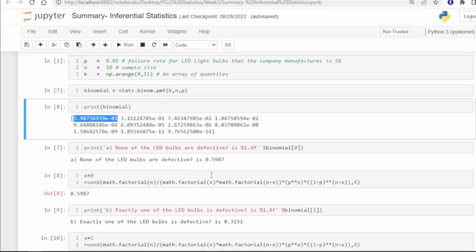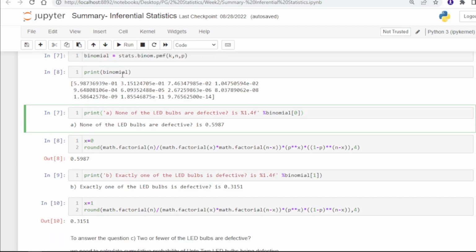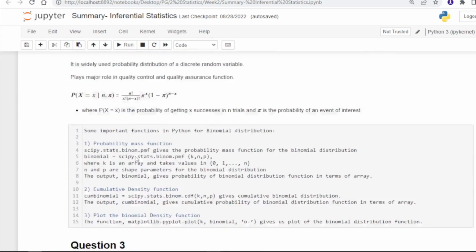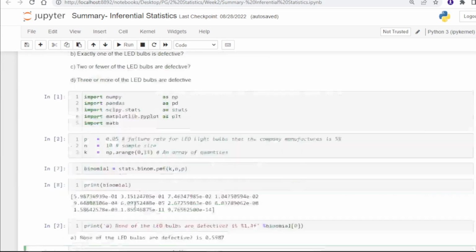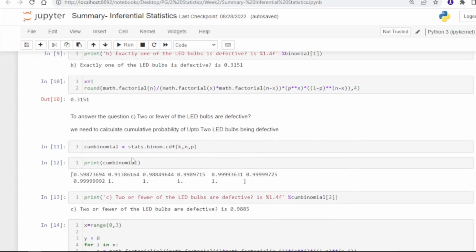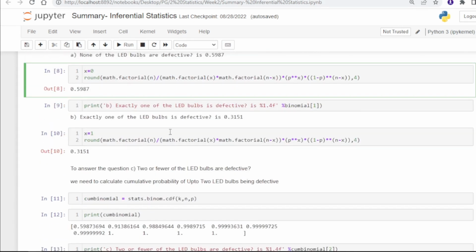And the probability of that is 0.59, or we can say 59%. So instead of calling the whole function, that is a PMF function, if we do that mathematically, we can also get the same by using the formula we have. So PMF is nothing but that, which makes it easier.